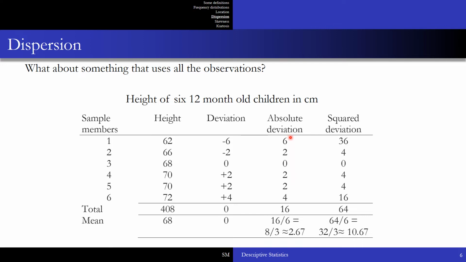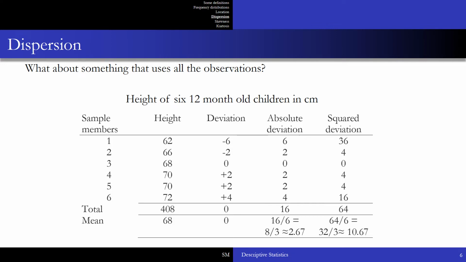Here's a better idea. Why don't we just ignore the signs here? In other words, why don't we just consider the absolute value of the deviation? So if we've got a negative sign here, we just take it away so all of these end up as positive numbers. If we do that and add them all up, sum them, we get 16. And if we divide it by n, the sample size, 16 divided by 6 is 8 over 3, which is approximately equal to 2.67. So 2.67 is clearly some kind of measure of dispersion.